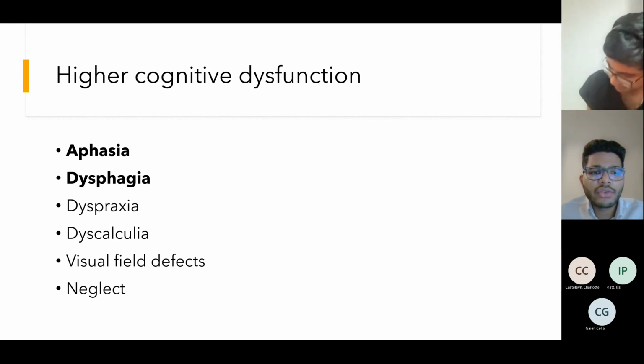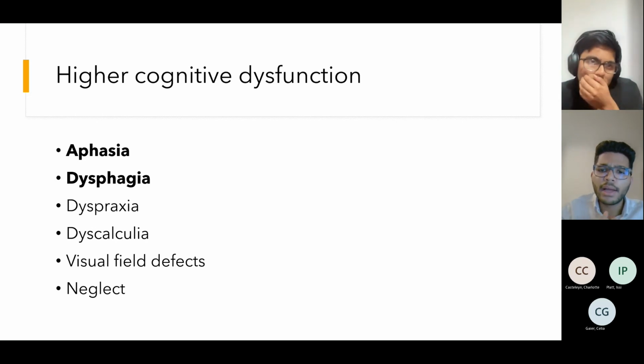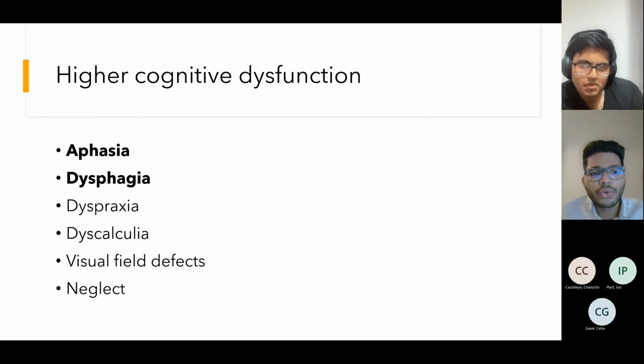So the other thing that you can get in strokes, alongside those motor and sensory symptoms, is higher cognitive dysfunction. So aphasia, which we touched on, dysphagia. So aphasia is difficulty communicating. Dysphagia is difficulty with things like swallowing, or the motor element of speaking, rather than the understanding and the language processing. You can also get things like dyspraxia, dyscalculia, however you pronounce that, visual field defects, and neglect, which we've touched on. So just bear those in mind.